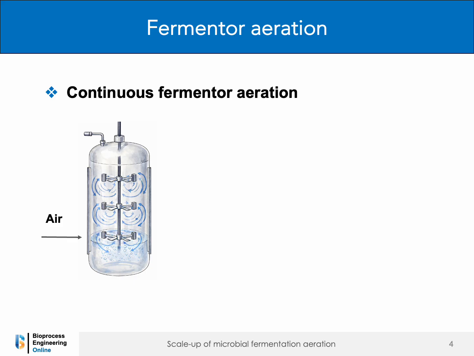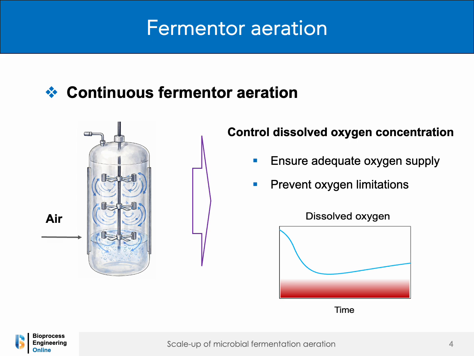In aerobic processes, air is supplied via a sparger to disperse bubbles into the broth, enabling oxygen transfer from the gas phase to the liquid. The objective of aeration is to maintain the dissolved oxygen concentration above a critical level, ensuring adequate oxygen supply for cellular metabolism and preventing oxygen limitation.